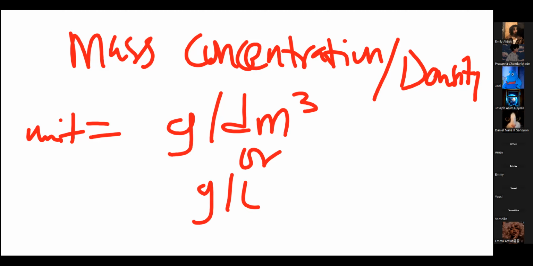Sometimes the question will ask you to leave your answer in gram per dm cube. Meaning if the question says leave your answer in gram per dm cube, they are asking you to find the mass concentration.